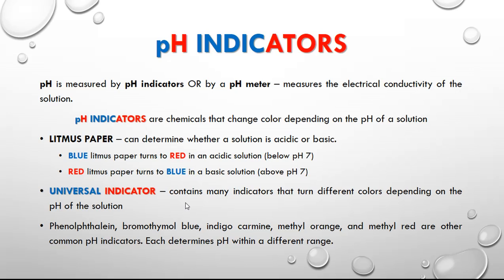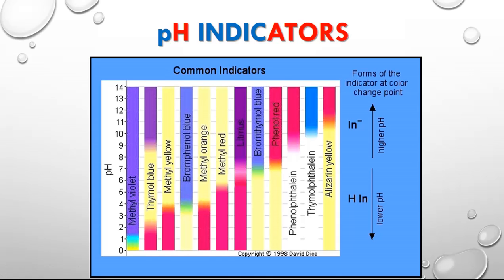Another pH indicator is the universal indicator. It contains many indicators that turn different colors depending on the pH of the solution. Other common pH indicators would be phenolphthalein, bromothymol blue, indigo carmine, methyl orange, and methyl red. Each determines pH within a different range. This one here shows the common indicators and the color change of each.